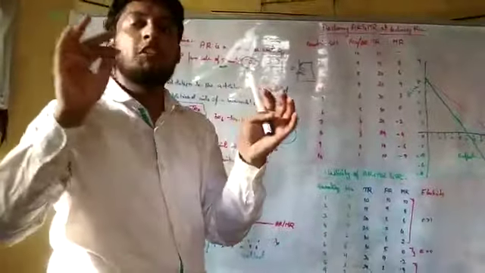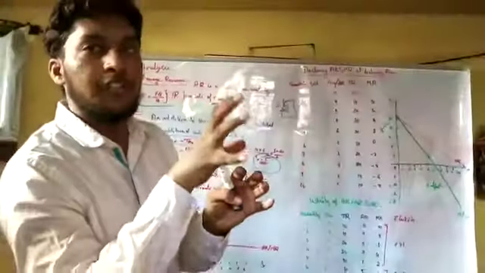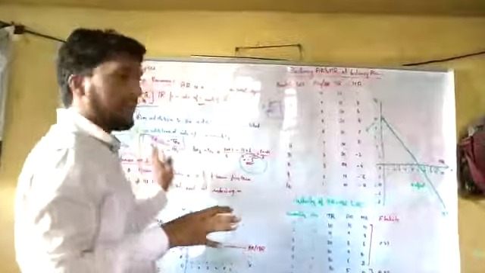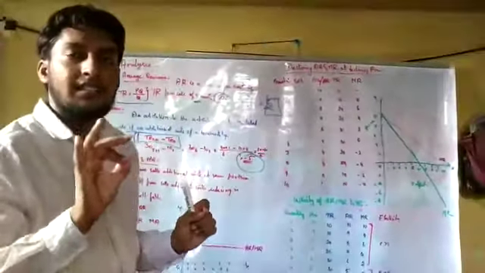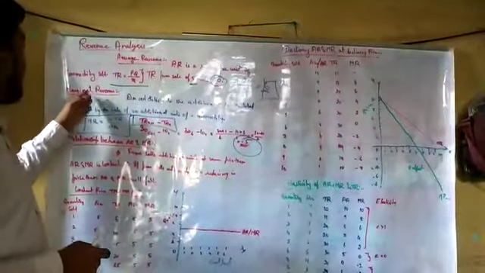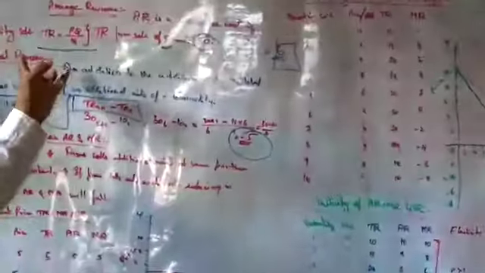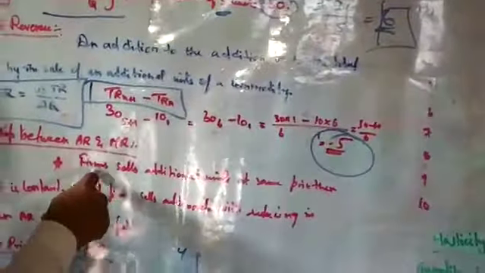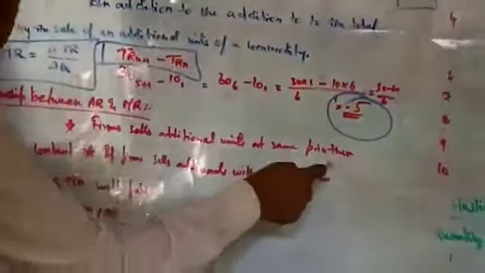There is a unit. When you add an extra unit to the particular existing unit, that is what we call marginal. Simple. There is already an existing unit. When you add an extra unit to this, that is what we call marginal. Now let's understand the relationship between average and marginal revenue. The firm sells an additional unit at the same price. AR is constant. So what happened?